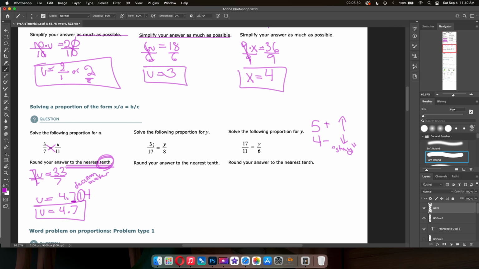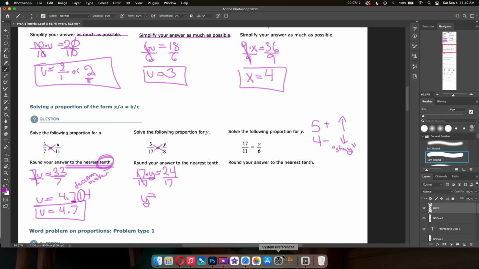Next up, new verse, same as the first. Cross multiply, 17 times y, and then 3 times 8 is 24. Now we have that multiplication horning in on that y, and the y is saying, nah, I want to be left alone. So the opposite of multiplication is division. So we're going to divide by the 17.